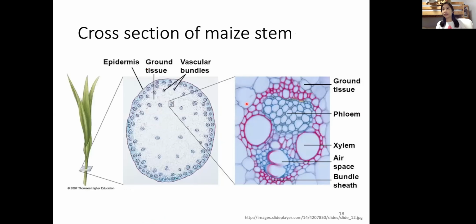As you can see right here, this one is the vascular bundle of the maize stem. The red color cells are composed of secondary cell wall, while the cells without the red color, the green or the blue ones, are primary cell wall only.